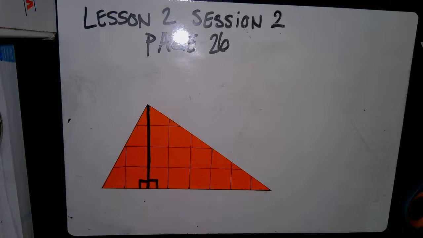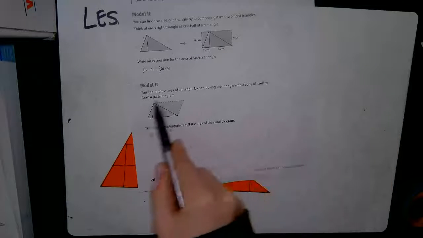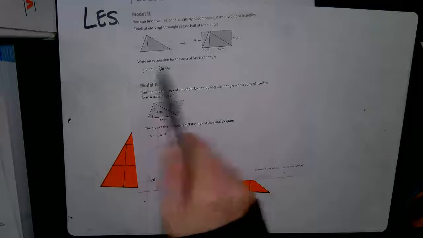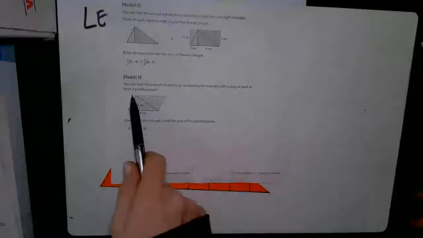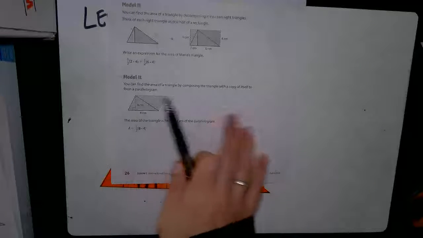Welcome back. This is lesson 2, session 2, page 26, part 2. We're still on page 26. We're looking at our model it. We're going to look at the second picture of our model it, which you can see is going to look something like this. So take a couple seconds to pause the video and read this part of your book.